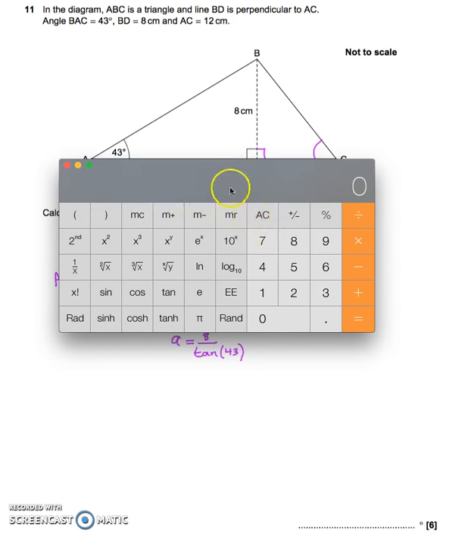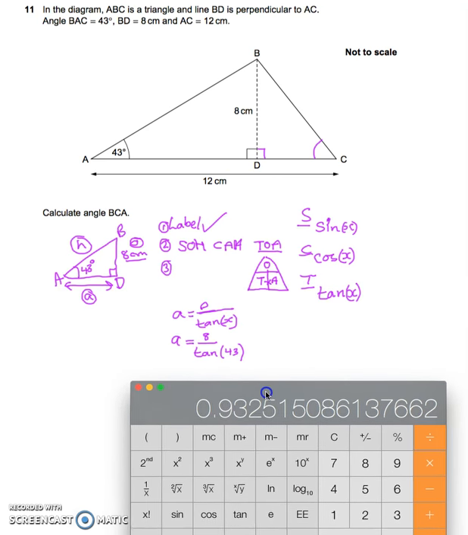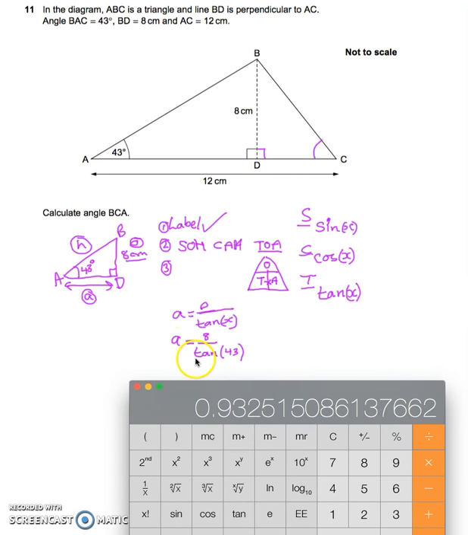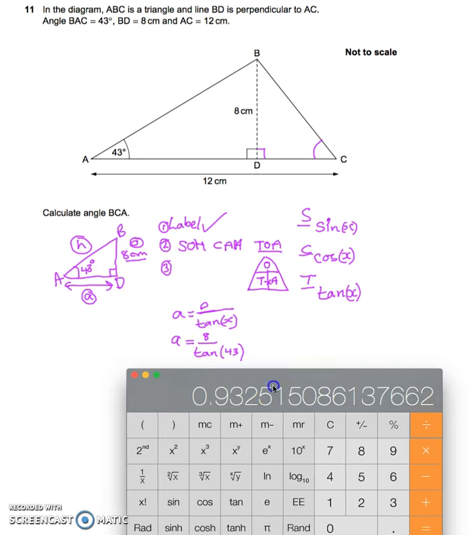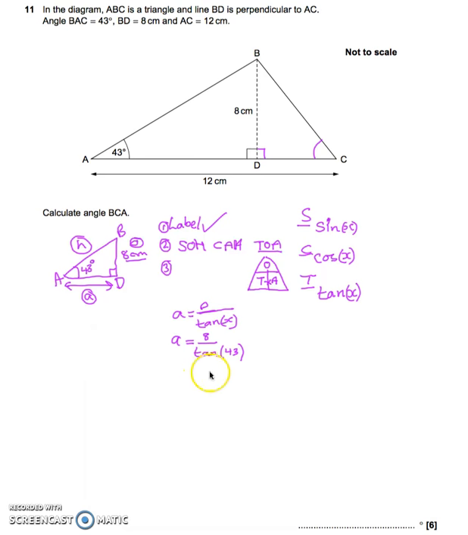So I've got 8 divided by, or 8 over, and I think I might need to put the angle in first and then press tan. So I've got an answer of A equaling 8 over tan 43. I don't think that's correct. It doesn't make any sense, and I'm not sure how to use that calculator to get the answer I want.